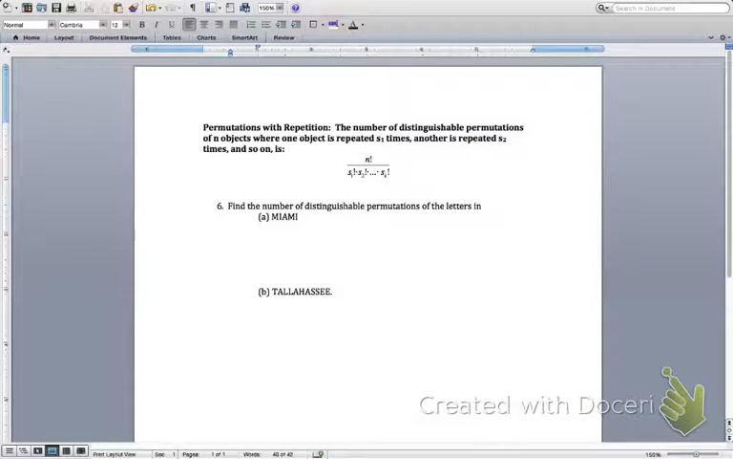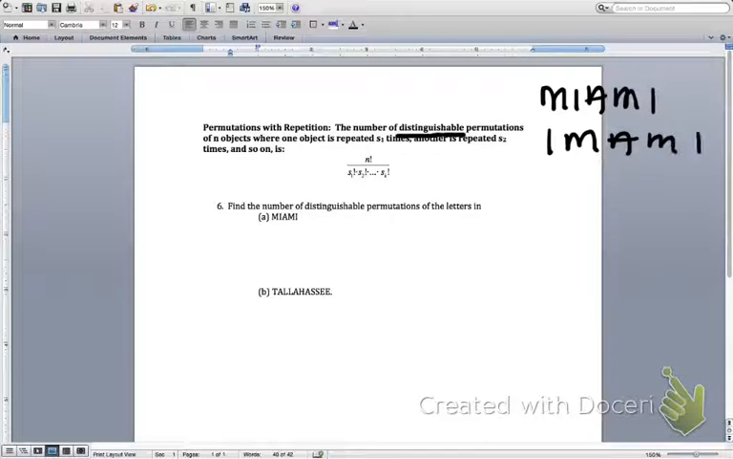Number 6 says, find the number of distinguishable permutations of the letters in Miami. So what we're looking at here is distinguishable permutations, which is what this permutations with repetition is all about. In other words, if I go through and order the letters in Miami, and you know what I mean by that, I can say M-I-A-M-I. Let's say I flip the first two letters. So I-M-A-M-I is the second one.